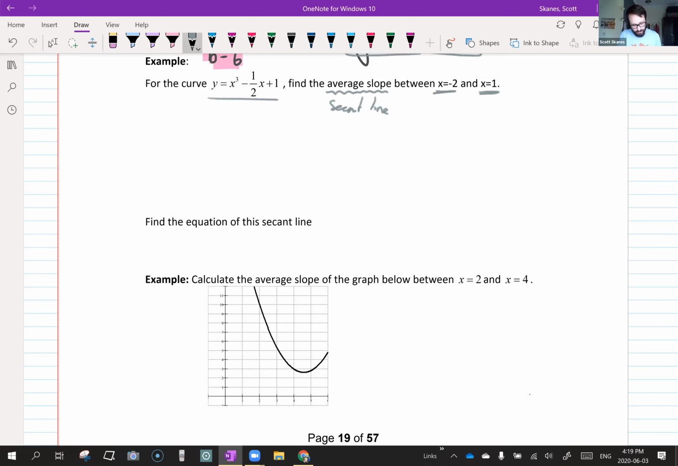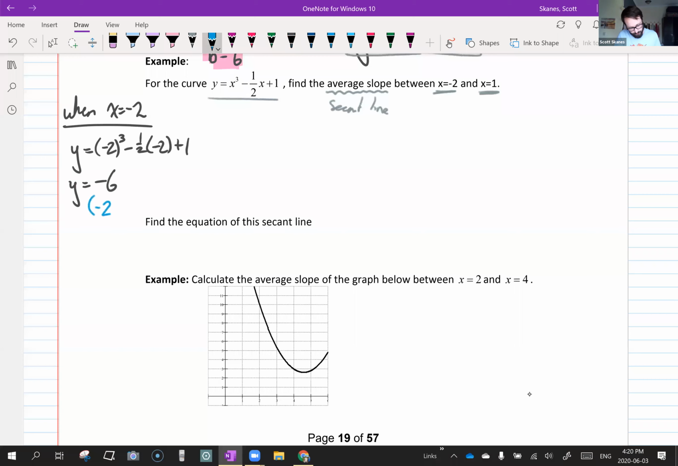So we're going to do it the way that Abdo was probably doing it anyways. We need a point, a coordinate, so we need the x and the y value. When x equals -2, plug in the x's. y equals -2 cubed minus 1 over x, -2 plus 1, so y equals -6. So the point is: when x is -2, y is -6. That's our coordinate.